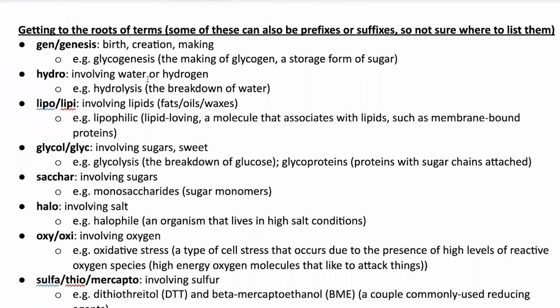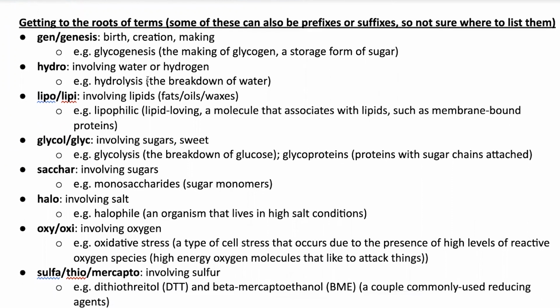But I will get into the roots of some other terms. Okay, so a lot of these can also be prefixes or suffixes, so I wasn't sure where to list them, so I just kind of put them all here. And there's kind of just a wide range of stuff because we have a lot of terms because we need to talk about a lot of different things. So if you see gen or genesis, basically this is talking about birth or creation or making. So glycogenesis would be the making of glycogen, a storage form of sugar. And we saw before gluconeogenesis, which is when we're making new glucose.